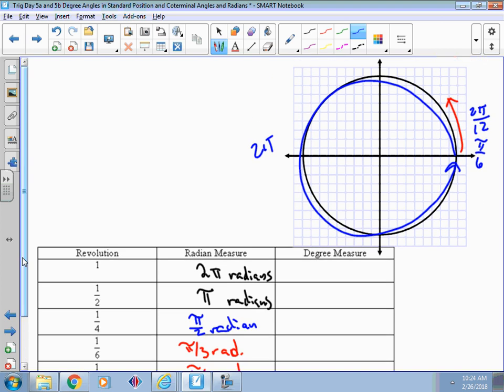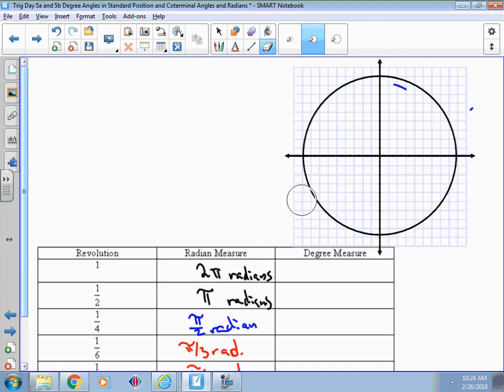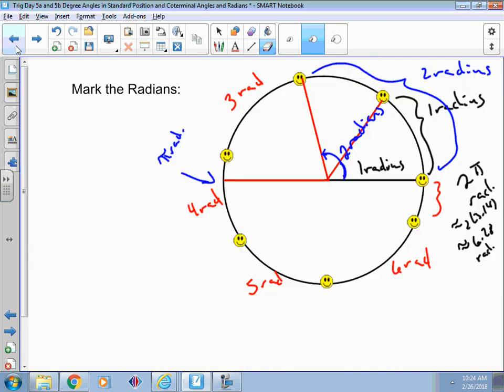Okay, let's talk about degrees. Degrees probably will be easy for you. So degrees, how many degrees is it to go once all the way around the circle? 360 degrees. Notice that on the degrees, they have to put a degree symbol. If there is no degree symbol, they just write 2 pi. That's radians, okay?